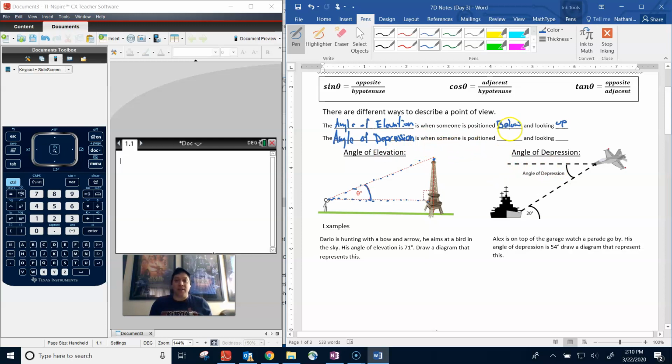So when someone is positioned above and looking down, that would be your angle of depression. Remember, if you're sad, you're usually looking this way, then looking down because you're depressed, right? So you're looking straight, then down.